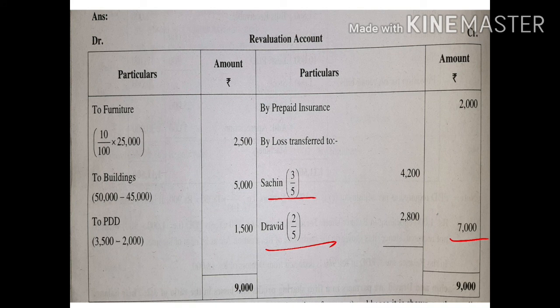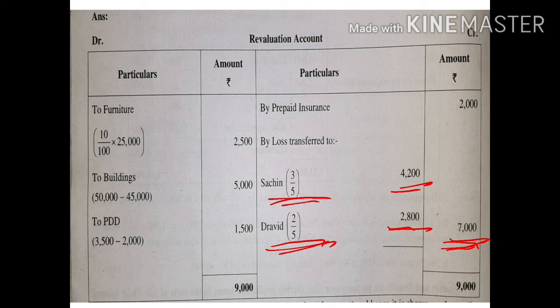Okay, 7,000 into 3 by 5 is 4,200, and 7,000 into Dravid's share 2 by 5 is 2,800. That means this loss on revaluation account is transferred to the partners' capital account, shared only by the old partners, distributed in their old ratio. So these are the discussions related to the revaluation account.